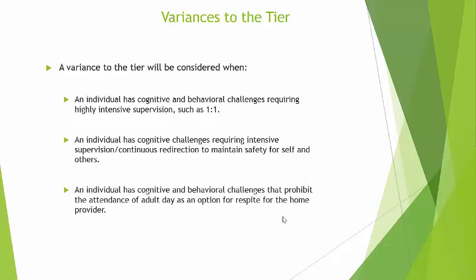Or if they have a cognitive and behavioral challenge that prohibits them from being able to attend adult day as an option for respite for the home provider. So these are 3 of the main reasons we would certainly entertain allowing a variance to the tier for someone. And we have a draft variance form created, so once we have that finalized, we will get that out to all the authorized agencies to use.